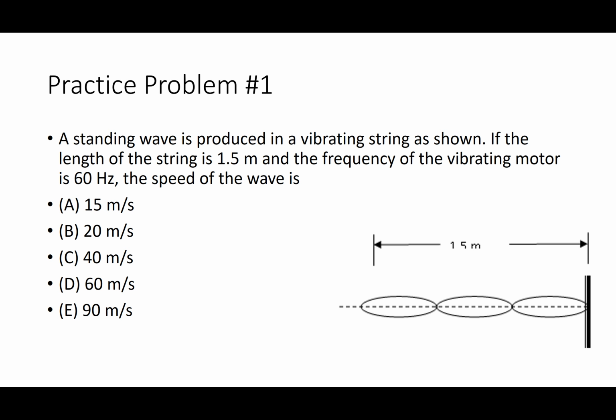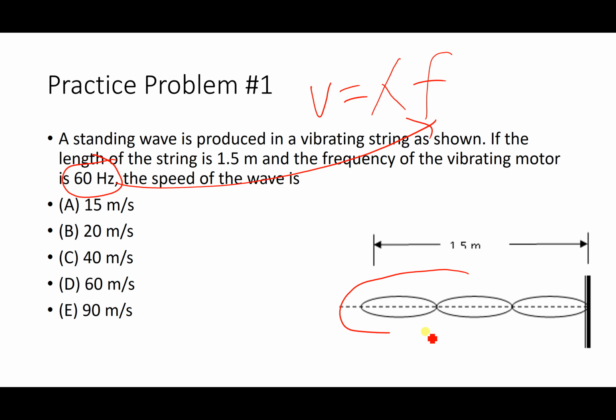This is a situation where we're going to have to use the wave equation. The wave equation is that speed is equal to the wavelength of the wave times the frequency of the wave. Well, first of all, we have the frequency. The frequency is 60 hertz, so that's going to go there. The wavelength of the wave we can determine by knowing the length of the string. Remember that in a standing wave, one wavelength is made up of two loops. So this is one wave, and then we've got another half a wave here.